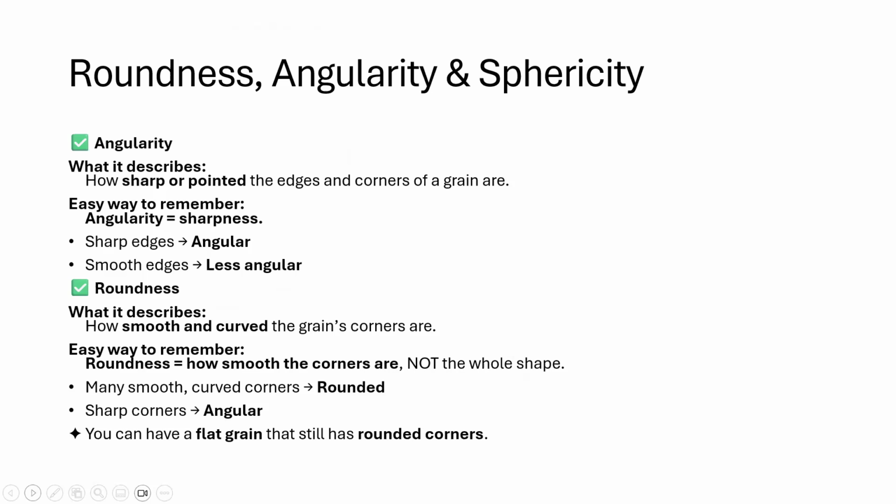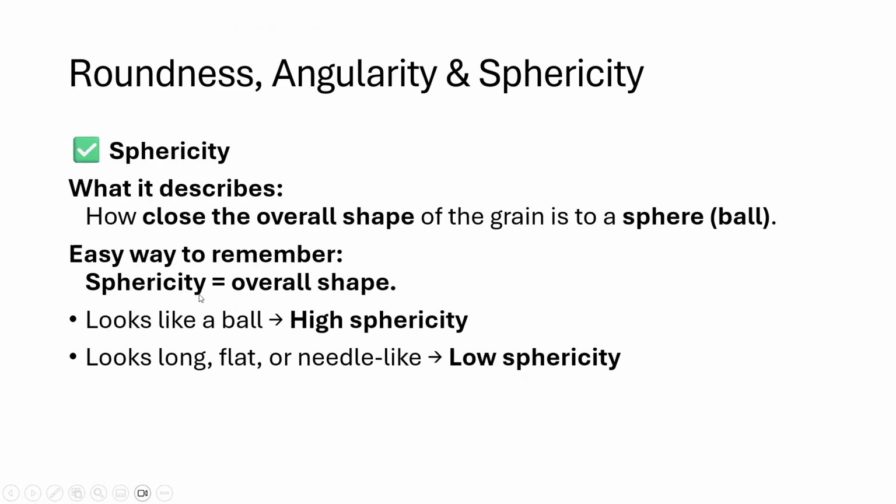So roundness talks about the smooth corners of the grains. If the corners of the grains are very smooth, then we're talking about roundness. But if they are very sharp, then we're talking about angularity. Now sphericity is a resemblance of a sphere, or a ball, how close the overall shape of the grain is to that of a ball. So if it looks like a ball, we're having high sphericity. But if it's long, flat, or needle-like, then it has low sphericity.